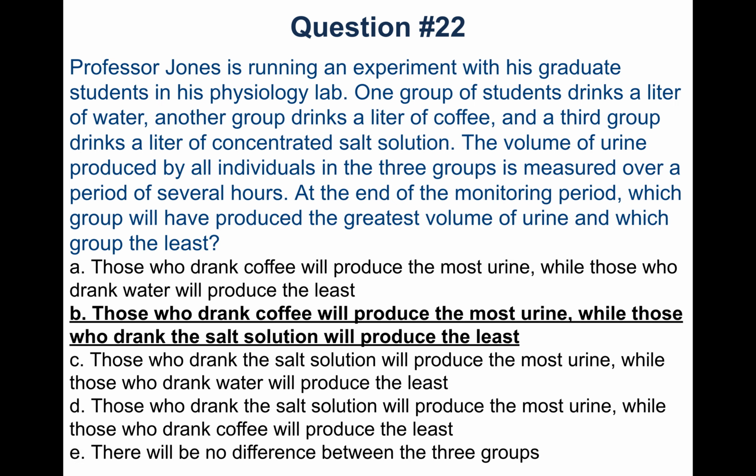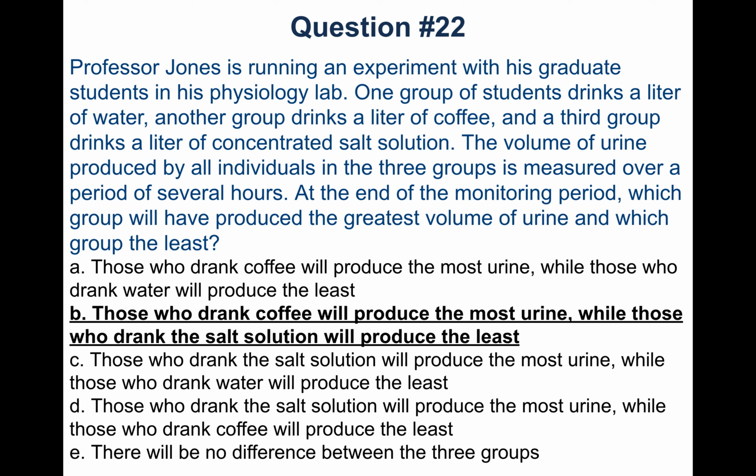So coffee drinkers will produce the most, and salt solution drinkers, which sounds just really gross, will produce the least. All right, so salt solution, you guys probably kind of picked up on that, because if you have super high salt, then you're going to get retention of water, because your body's going to try to stabilize the osmolarity of the blood and of the body, and so it'll try to retain water. So people who did the salt solution will not produce the most, so you can automatically knock out C and D, and there's no difference?